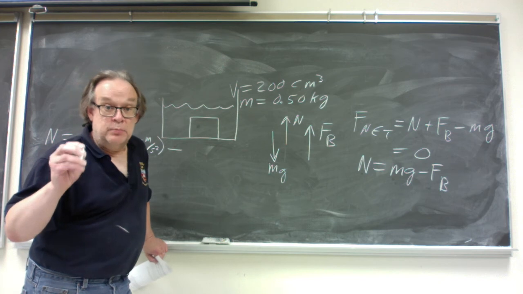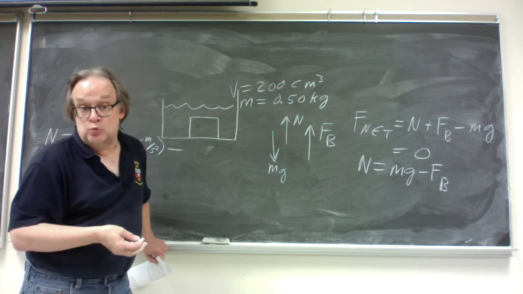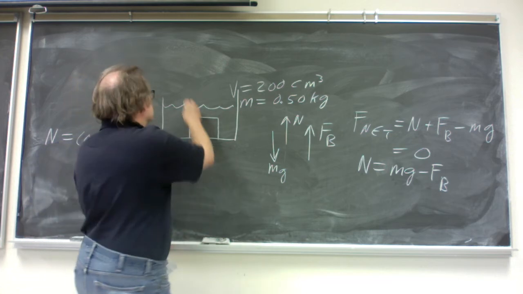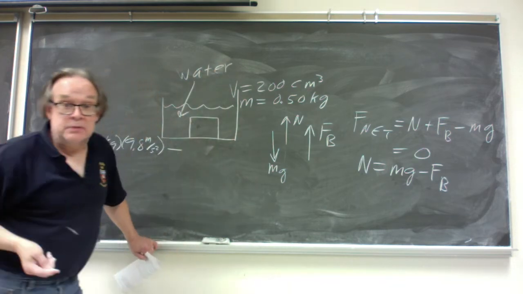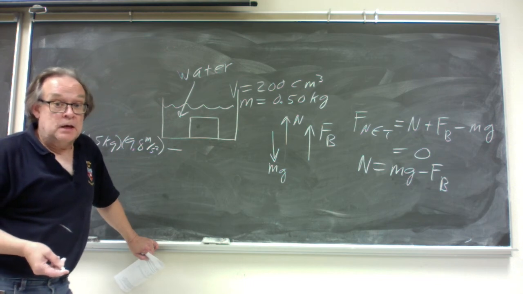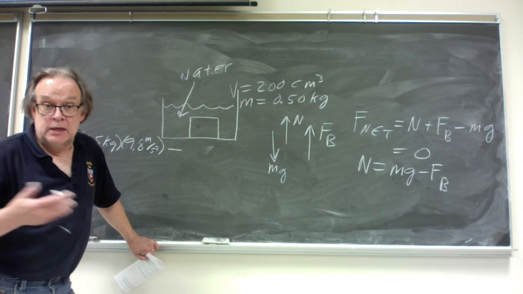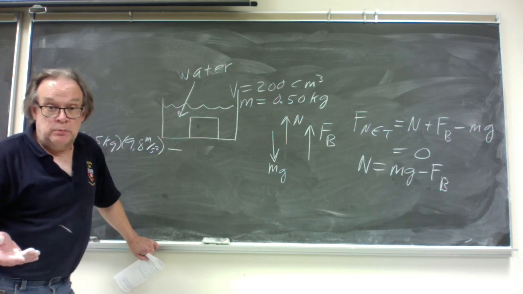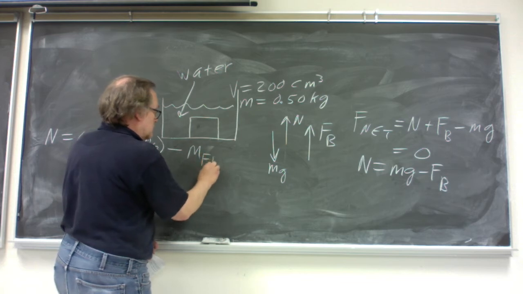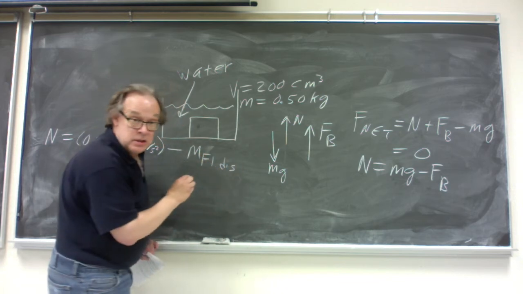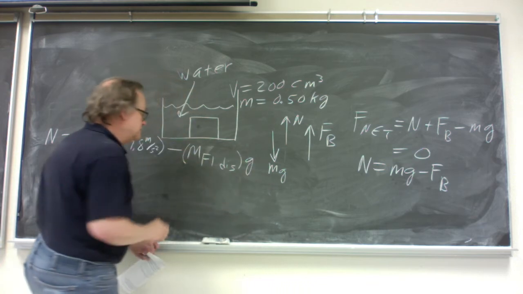Remember, the buoyant force is the weight of fluid displaced. In this case, let's say the fluid is water, plain old water, just to keep things simple. So the buoyant force is the weight of water displaced. Weight is mass times g. So the buoyant force is mass of water that's displaced times g.